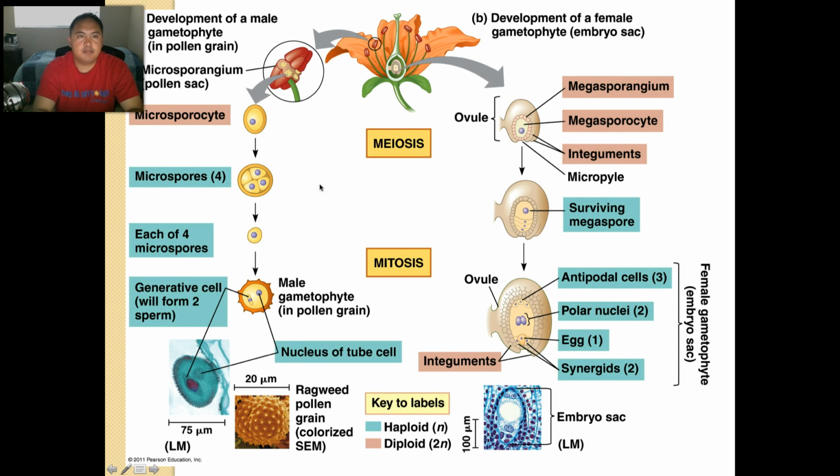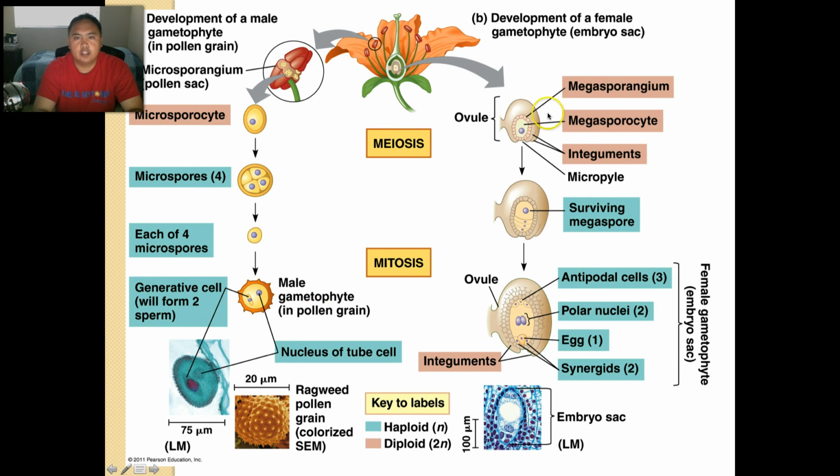Here's another example of how the gametophytes and the alternation of generations happens. How does a male gametophyte get created? So here's my pollen sac. Then it turns into microspores, which I have 4 of them, 4 microspores. Each of the 4 microspores basically becomes its own thing, and it becomes a pollen grain.